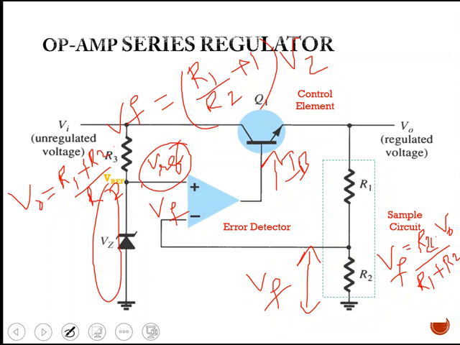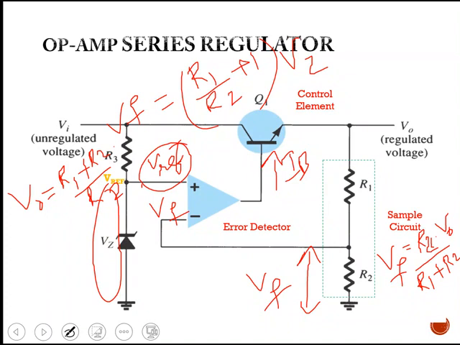So if there is a large variation, then we need to go for highly stable temperature compensated Zeners, because as the temperature varies, the Zener voltage drop also varies.